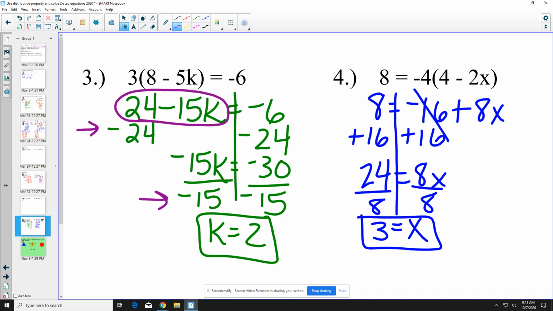Okay. Number 4. See if you got a -16 plus 8x when you use the distributive property. Then was your next step to add 16 to both sides? Was your last step to divide by 8? 24 divided by 8 will give you 3. So I want you to make corrections if you miss one and make sure you understand. So pause now if you need to make corrections. And then hit play once you get done with your corrections.